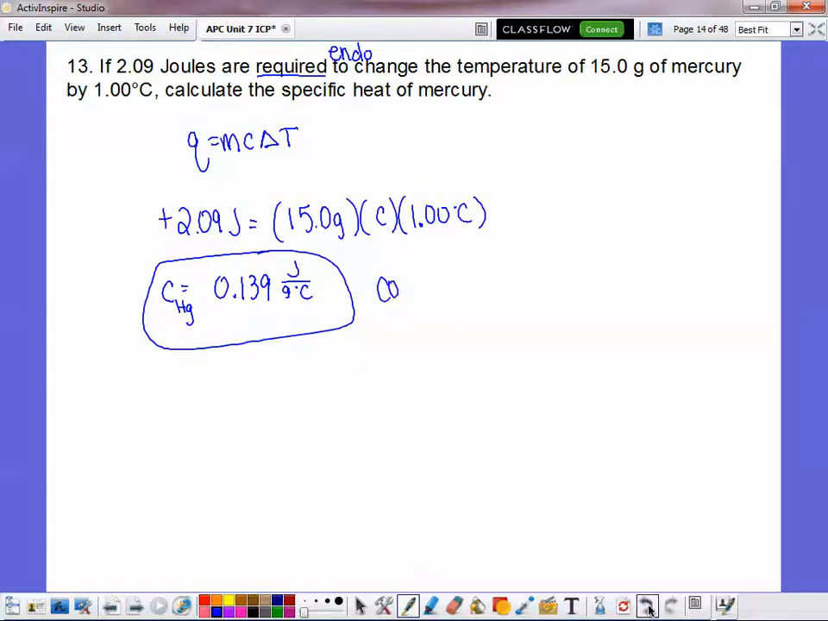I was supposed to change to pink. Pink. Oh no, I lost my little circle. I'm struggling today.